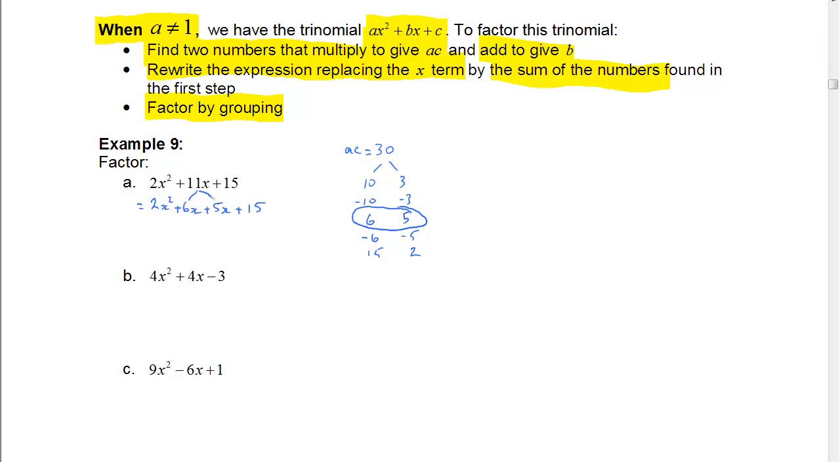So we're writing the 11x as whatever terms we got as our factors of 30. Now we're going to factor by grouping. The first two terms have a 2x in common, so that leaves x plus 3. The last two terms have 5 in common, so that leaves x plus 3. You'll notice the bracket is the same, and this will always happen when you're doing these correctly. So this is x plus 3 times 2x plus 5, and that's completely factored by grouping.